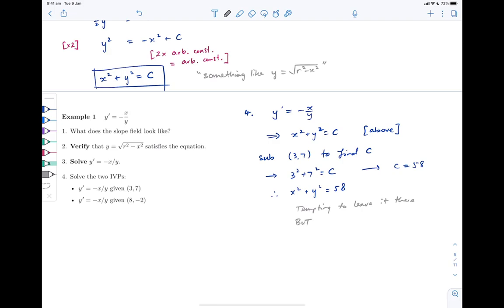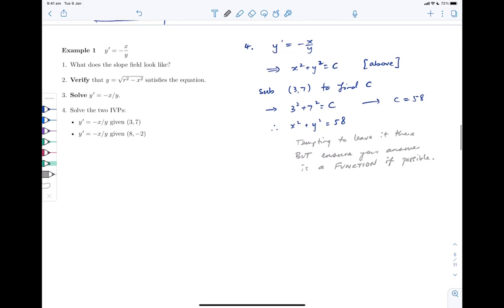but you should ensure your answer is a function, if possible. Okay, now I don't feel really qualified to adjudicate on this, but I've taken advice, and I think that the solution to a differential equation should be a function. Okay, so we'll get y equals plus or minus the square root of 58.